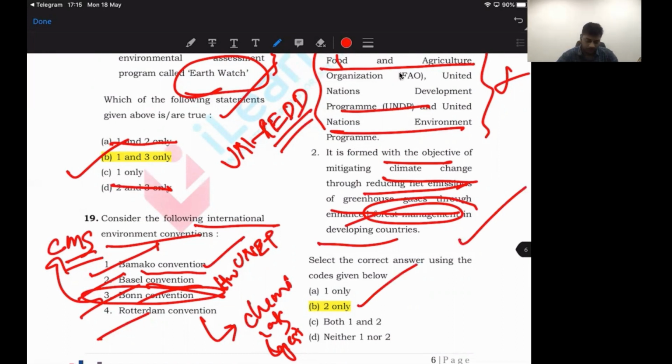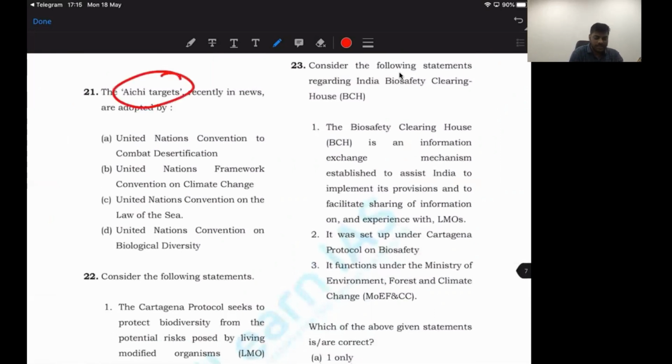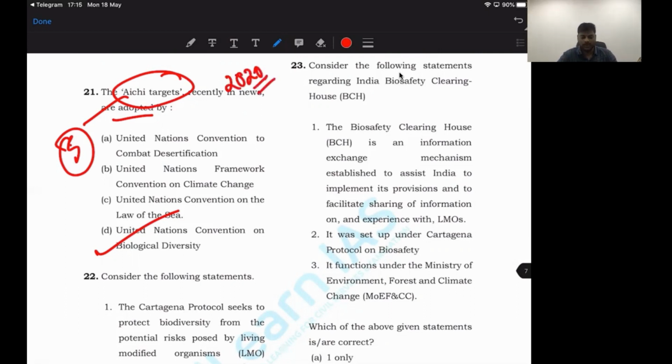Got it. Then moving forward to the 25th one, Aichi targets, recently in news, is adopted by or were adopted by UNCBD. Why Aichi target is there in news? So Aichi target contains some important 5 targets which should be used to protect biodiversity. It is coming to an end in 2020. Okay, the target year of Aichi target was 2020. So that is why Aichi targets was there in news. Okay, so please have a look into Aichi targets. This is related to UNCBD.